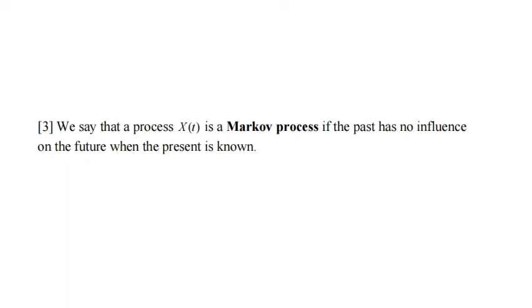Third, we see that a process x(t) is a Markov process if the past has no influence on the future when the present is known. A Markov process is also known as a Markov chain. If we know a sequence is a Markov chain, then it is statistically determined by its second-order probability masses. Poisson process, semi-random telegraph signal, random walk, and the Wiener process are all Markov processes. So there is some relationship between Markov processes and independent increment processes.